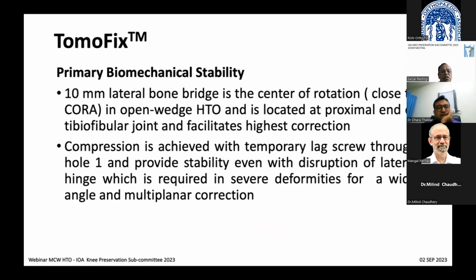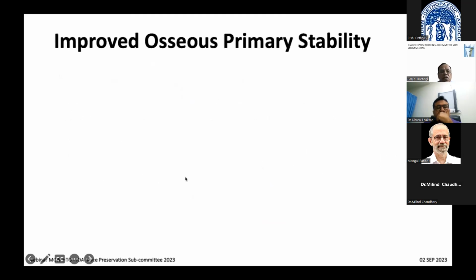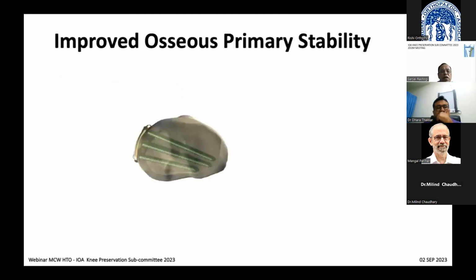The HORA is a 10 mm lateral bone block, which is just proximal to the tibiofibular joint, and it facilitates the highest possible correction, and the compression is achieved by a lag screw in hole 1, the way I have just shown. The implant has an improved osseous primary stability because the plate is placed medially.